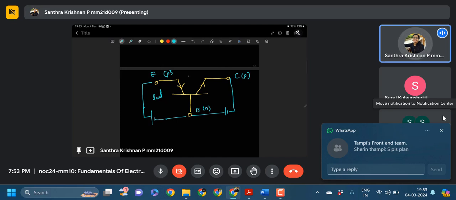There are three currents associated. This is the IE part, this is the collector current, and this is the IB part.